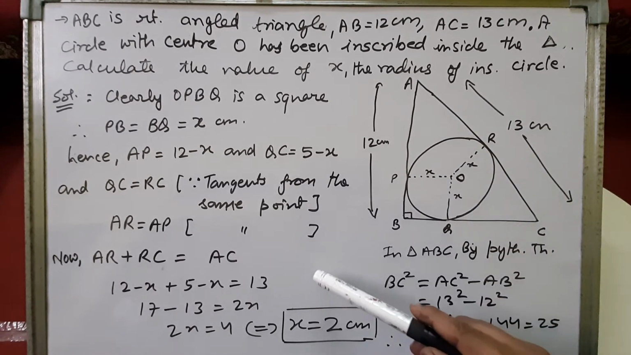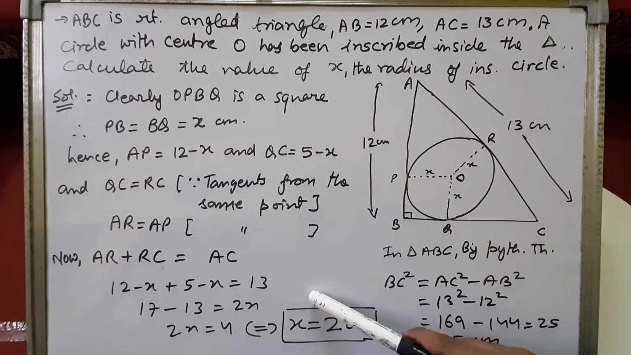So when we add AR plus RC equals AC, we'll get 12 minus x plus 5 minus x equals 13. That means 17 minus 13 equals 2x. 2x equals 4. Then the value of x will be 2 centimeters. That will be the radius of the inscribed circle.